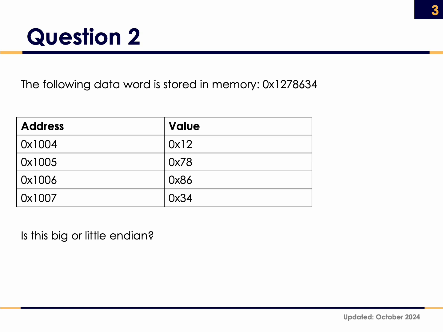So the next question, I'll give you a second to pause here again. The following data word is stored in memory, hexadecimal 1278634. It's stored as shown in the table. All you have to answer is whether this is big or little endian.